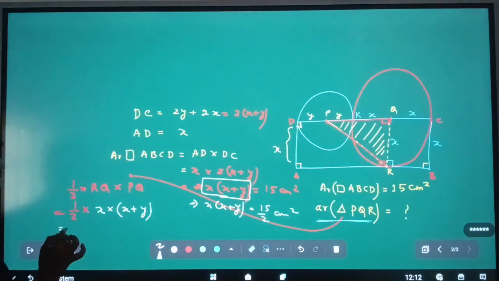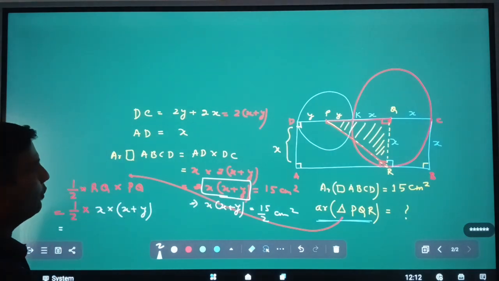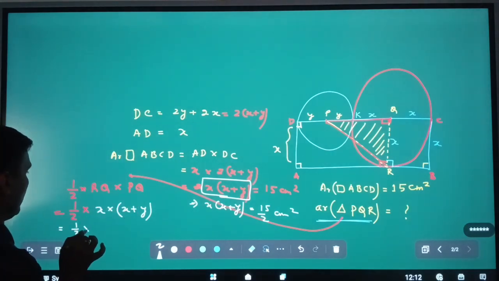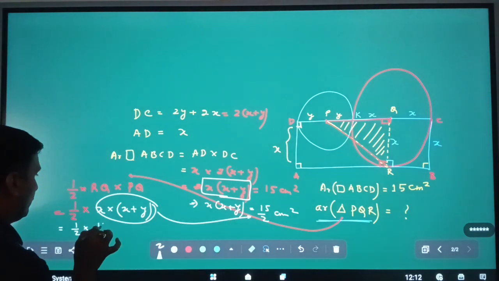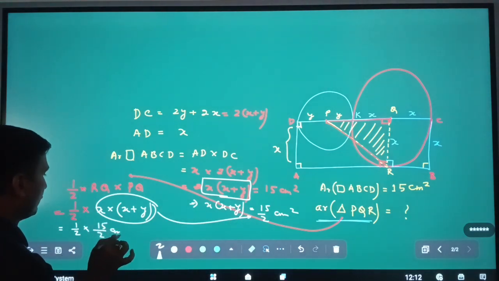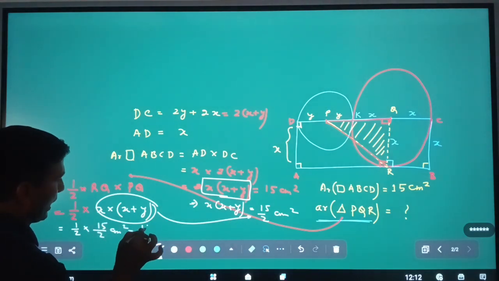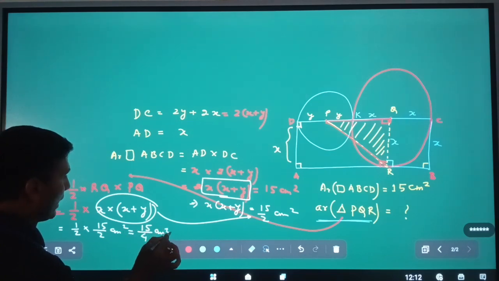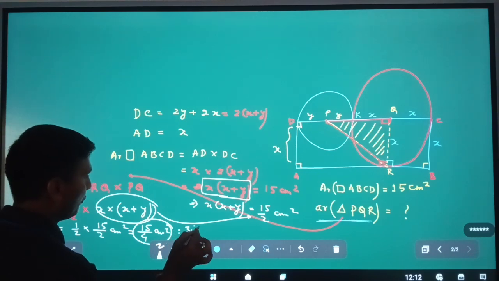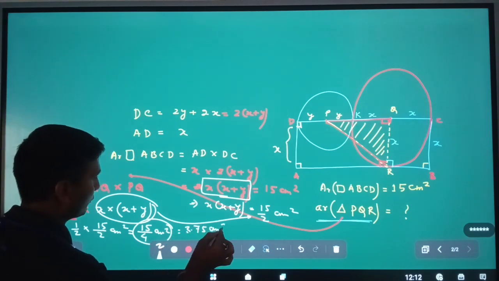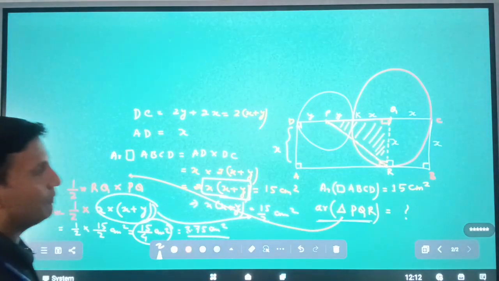Similarly, the area of triangle PQR is going to be 1 by 2 into, in place of this we can write 15 by 2, so 15 by 2 centimeter square. Finally, we are going to have 15 by 4 centimeter square. You can write it as 3.75 centimeter square, which is the required area of the triangle.